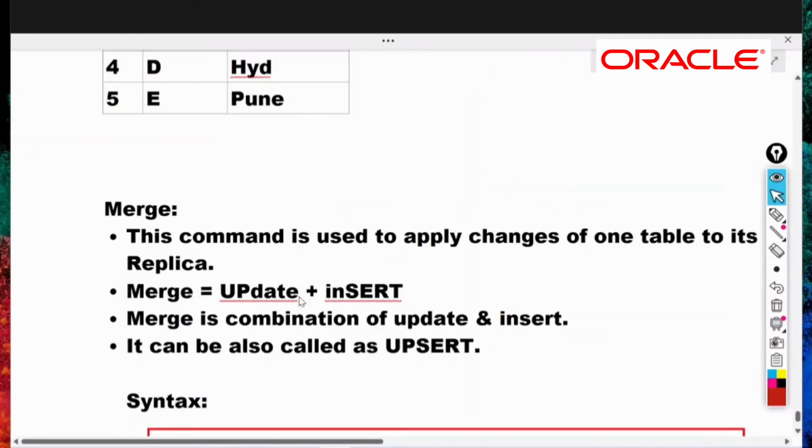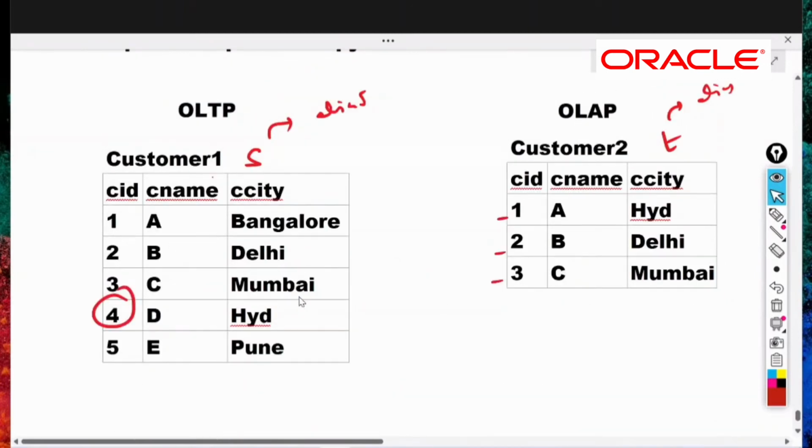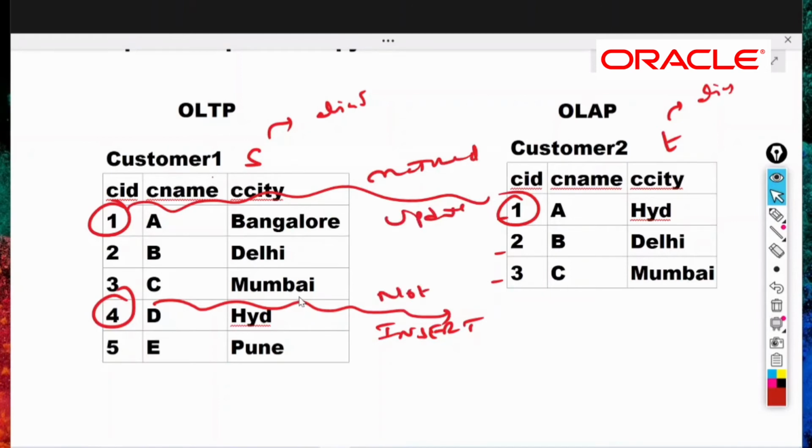Is 4 matching with 1 or 2 or 3? No, not matching. So here it is not matching. Not matching means what we have to do? Insert. If matched, what we are doing? Update. Okay, matched means update. Here not matched. Not matched means insert.